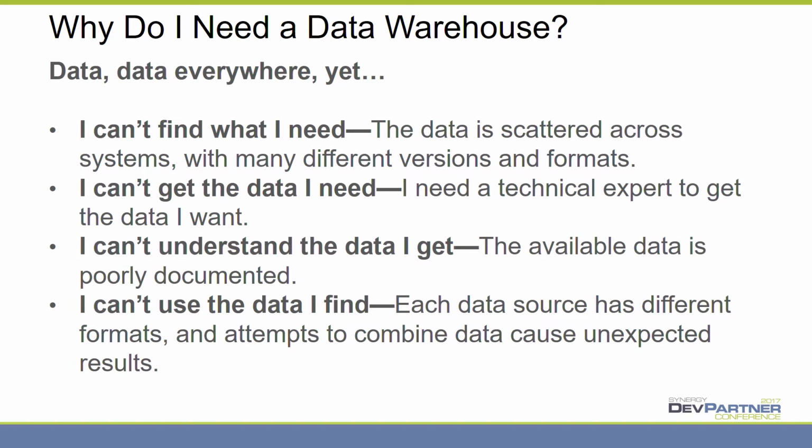So we have so much data in so many different systems, but they have problems finding the data they need. It's scattered among a lot of different systems, and even within an application, you might have different versions or formats. So even if they know where the data is, they can't get the data they need. They can't directly access it. They need to go and find a technical expert who can pull the data out for them. Once they get the data, they may not understand it. It's often very cryptic and not well documented, so it's hard to understand.